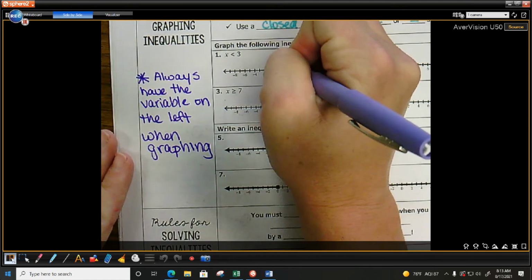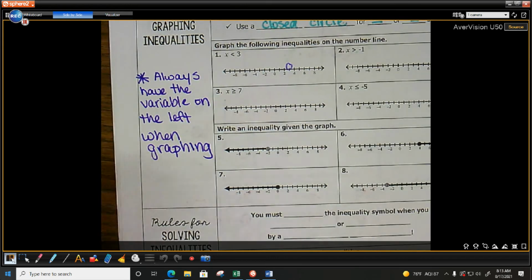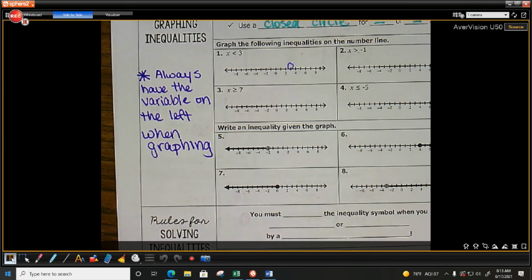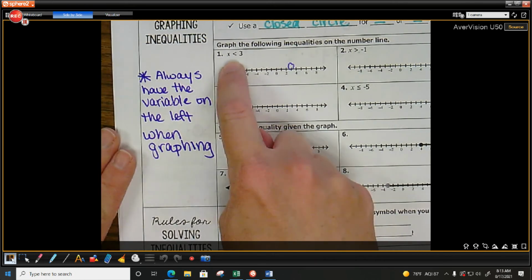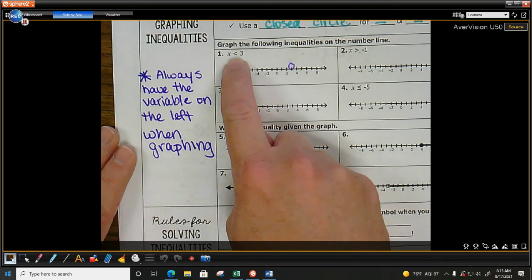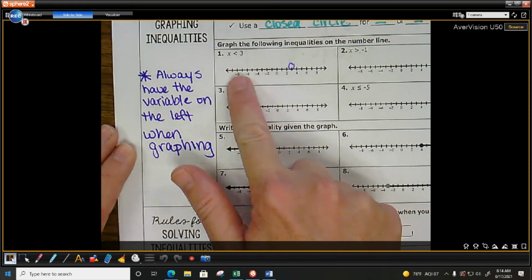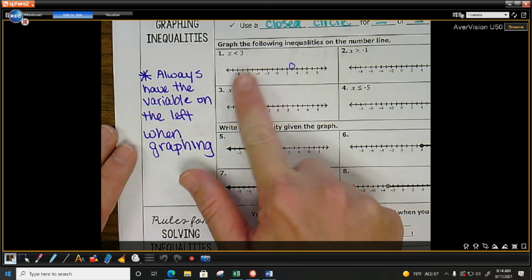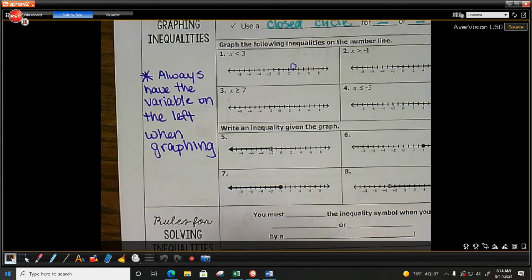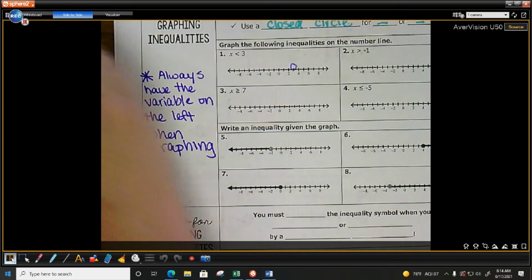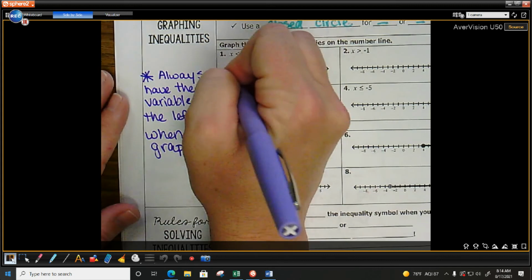Now, if I read this, it says x, is that a less than or a greater than? X is less than 3. So which side of your number line is less than 3? The left side. Left is less. Right is greater, left is less. So I'm going to shade this left side or draw a line with an arrow at the end to show those are all my possible solutions.